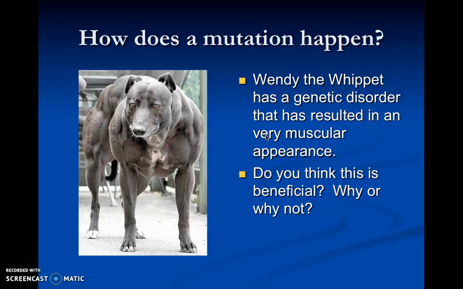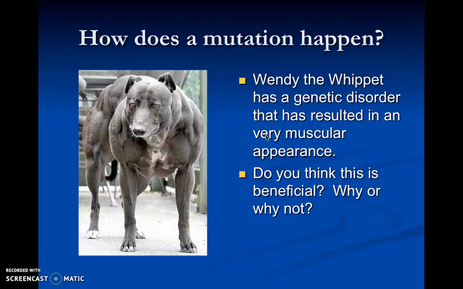Even though she has twice as much muscle, she doesn't have any more circulatory system or a stronger heart. So actually all those muscles require lots and lots of oxygen, and so when she tries to run or do things, she gets tired extra fast because she can't get enough oxygen out to all of those muscles that she has. So this is actually considered a negative mutation.